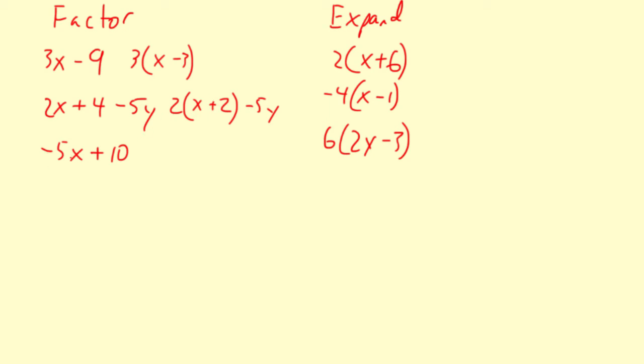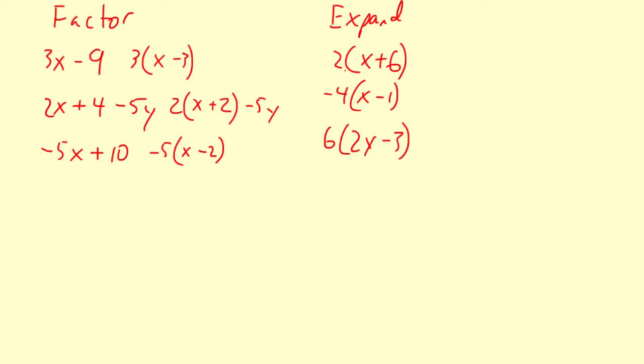Next, negative 5x plus 10. Well, the 5 is in common with the 5x and the 10, but we're going to take out a negative 5. So this one's kind of tricky. Negative 5 here. And then negative 5 times what makes x? Well, x. And then negative 5 times what makes plus 10? That's actually negative 2. Negative 5 times negative 2 makes positive 10. So that's how you factor this one.